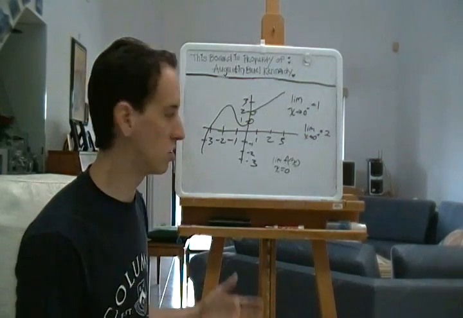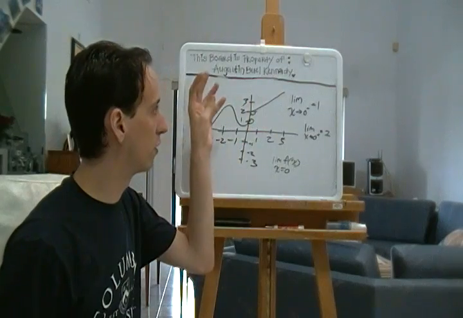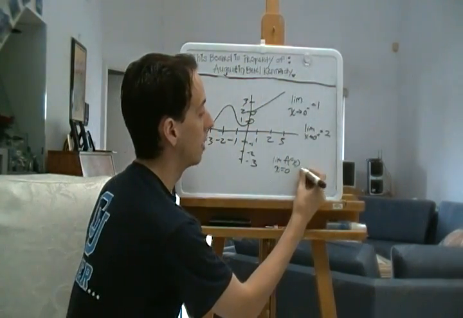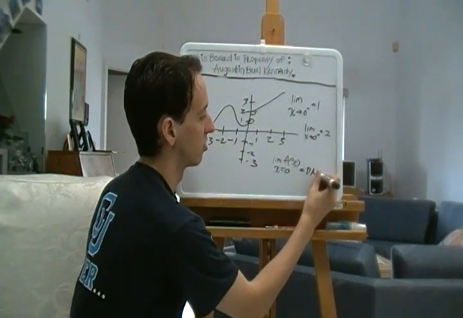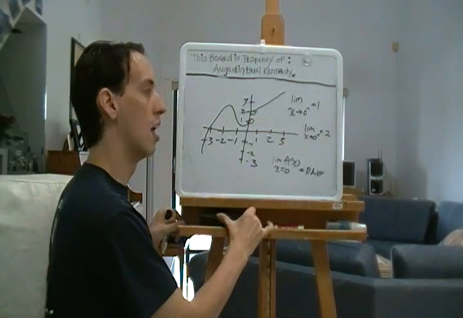These two limits disagree. So what is the limit? Well, you may have guessed that if the right-hand limit and the left-hand limit don't agree, then the limit does not exist. So therefore, this limit does not exist.